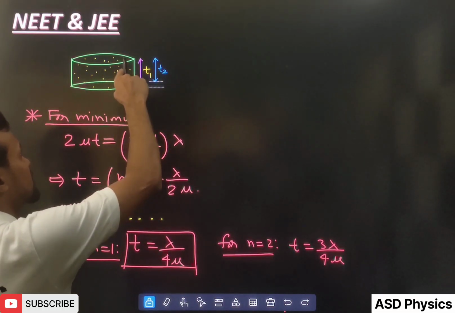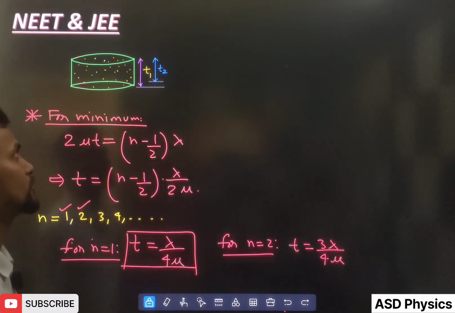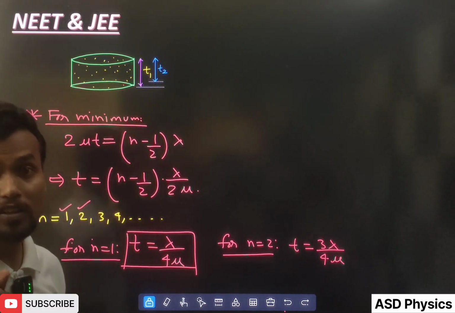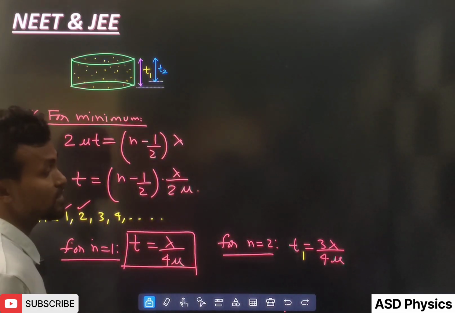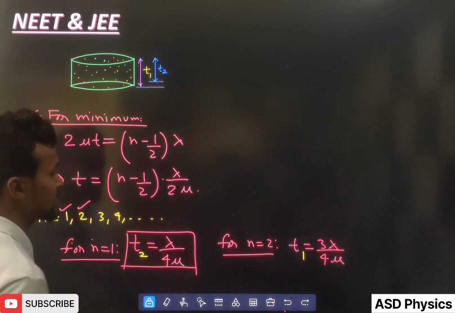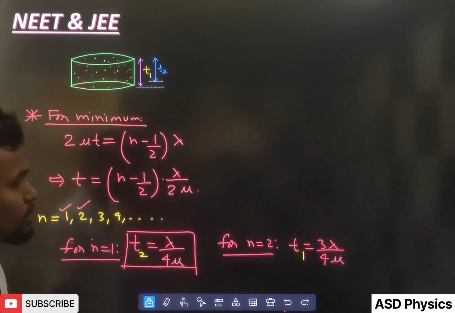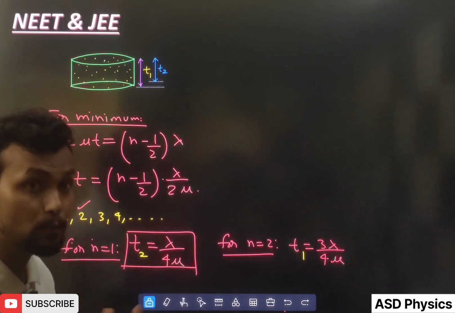So when some part will evaporate, the thickness will become T2. You can see very well the thickness is decreasing. So this is the initial thickness T1, 3 lambda by 4 mu, and this is the final thickness T2, lambda by 4 mu, because minimum to minimum is 12 seconds.